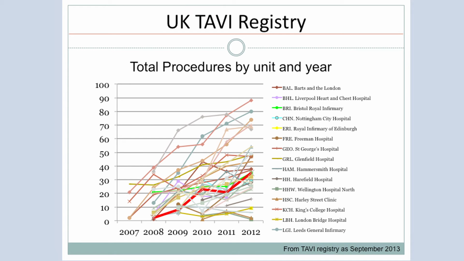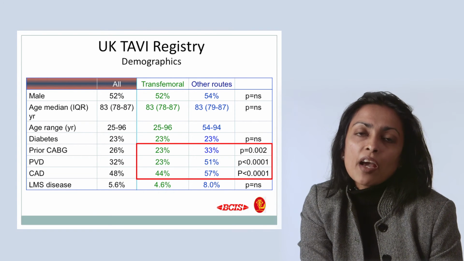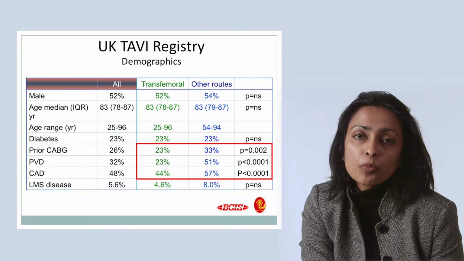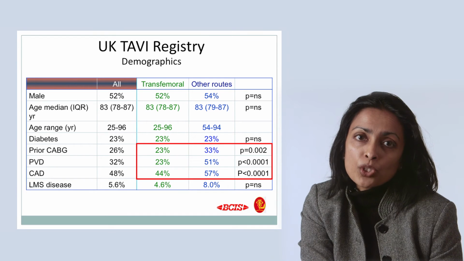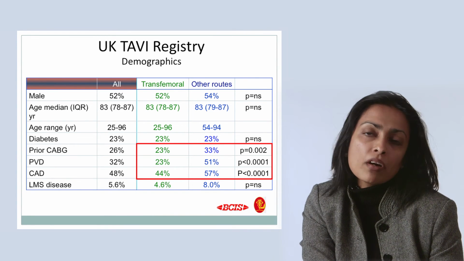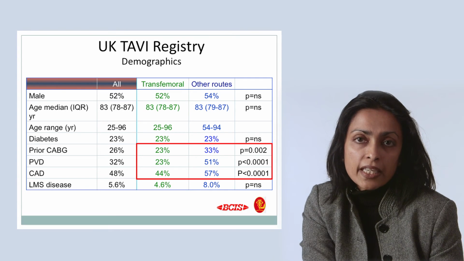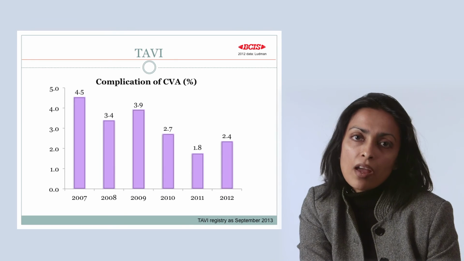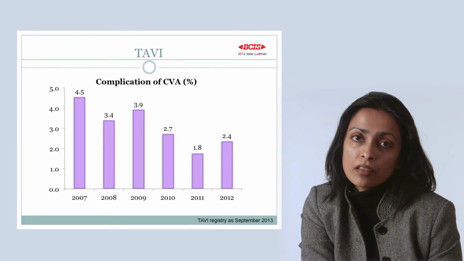UK TAVI centres and number of procedures performed per centre are shown on this slide, with the Queen Elizabeth Hospital highlighted in red. The average age of TAVI patients is 83, with patients who are unsuitable for the preferred transfemoral approach having higher rates of peripheral vascular disease, coronary artery disease, and prior CABG. Stroke is an increasingly rare complication, as shown here.